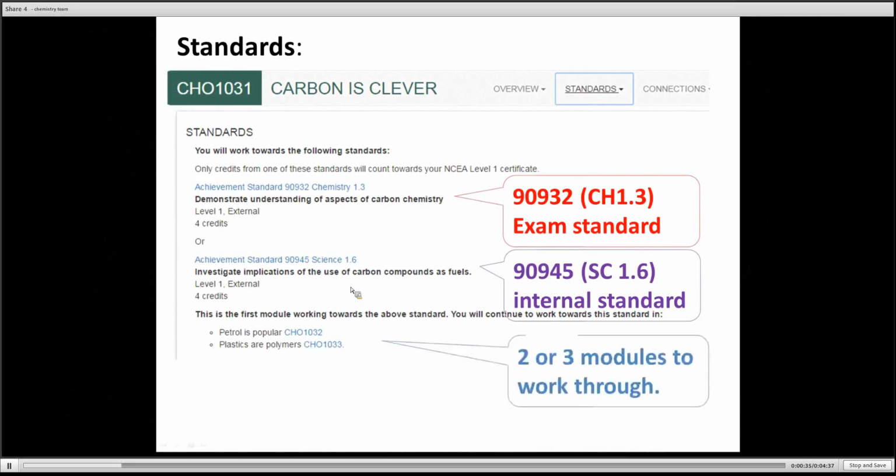Now there are three modules in this series. You can do the internal after the first two modules, and you do the exam. If you do the exam, you have to sit all three. The third module is also useful if you want to continue on with level 2 chemistry. So if you're thinking of moving on to level 2 chemistry, it's a good idea to do that.